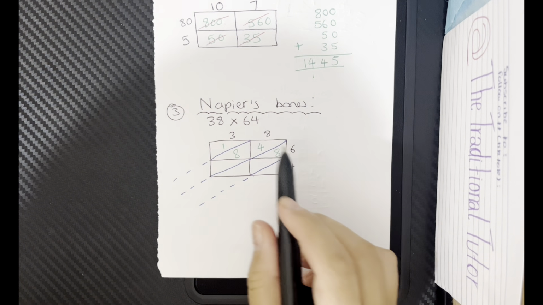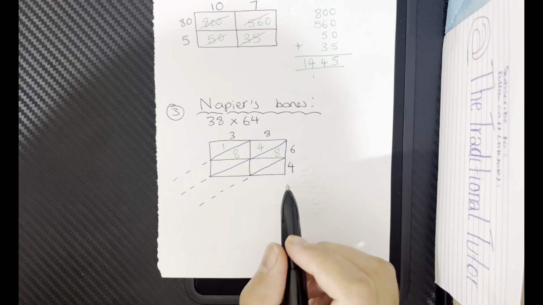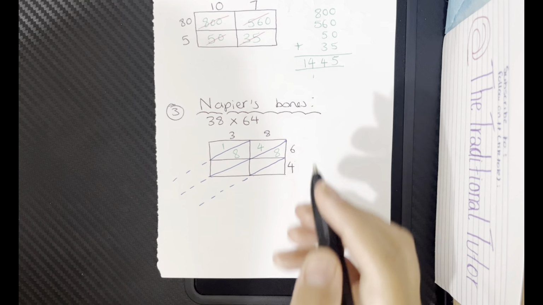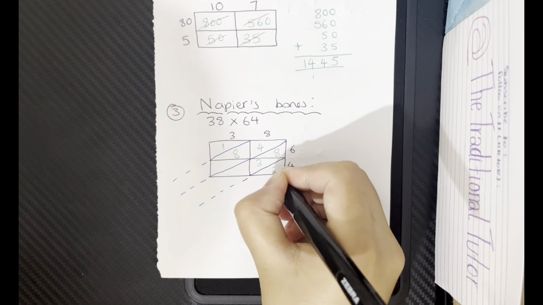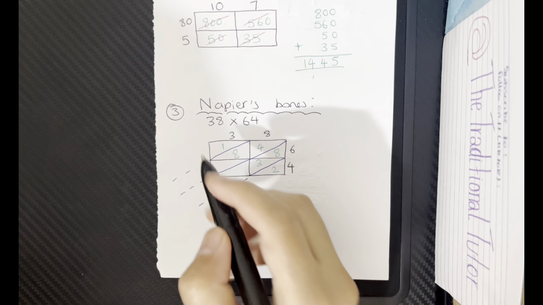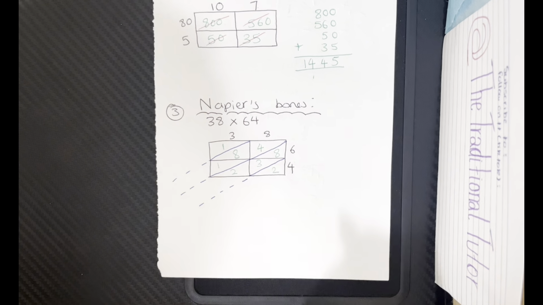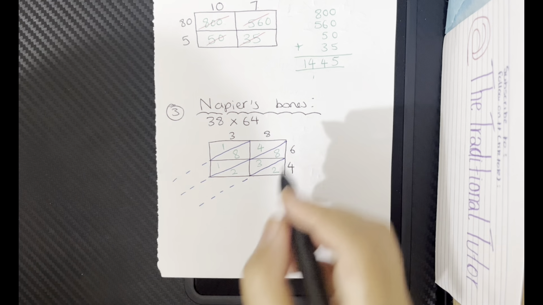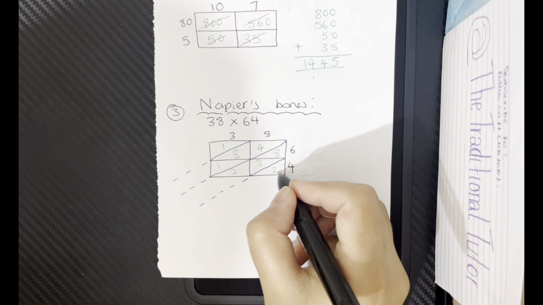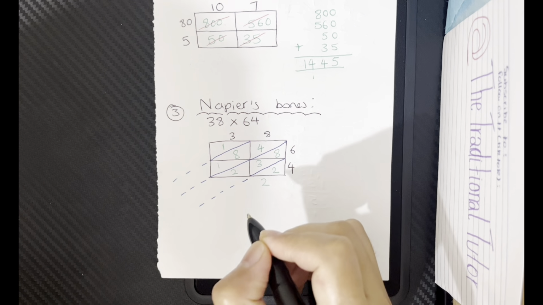Then next I've got 4 multiplied by 8 this time, which gives me 32. So 3 here, 2 down there for the units, and 4 times 3 is 12. Okay, now for the addition part. So in this diagonal, I've just got my 2, so that's what I'm going to put there.